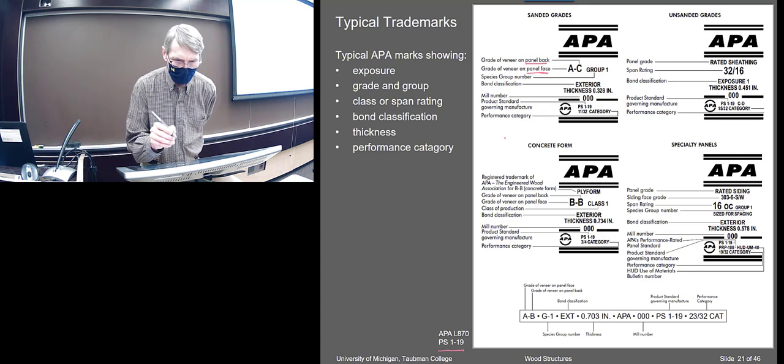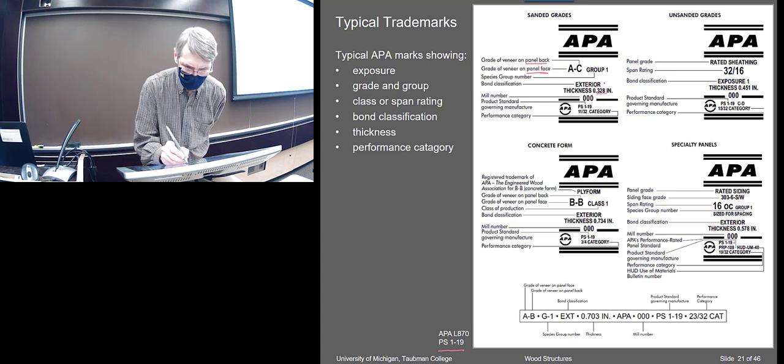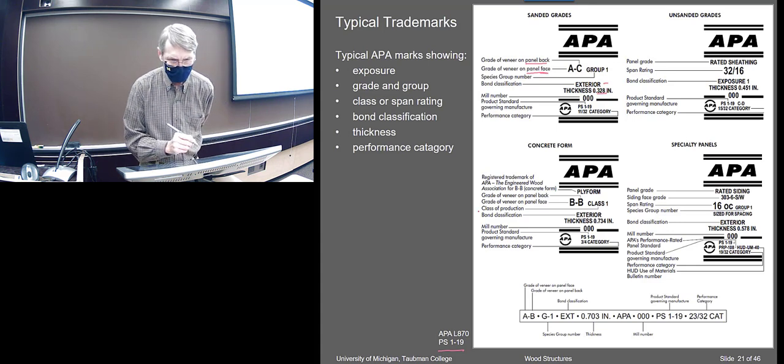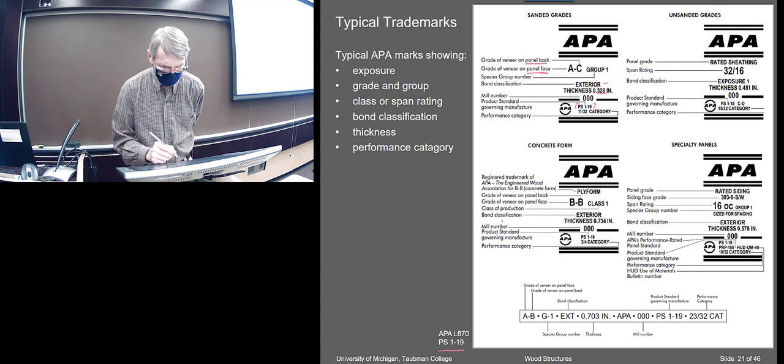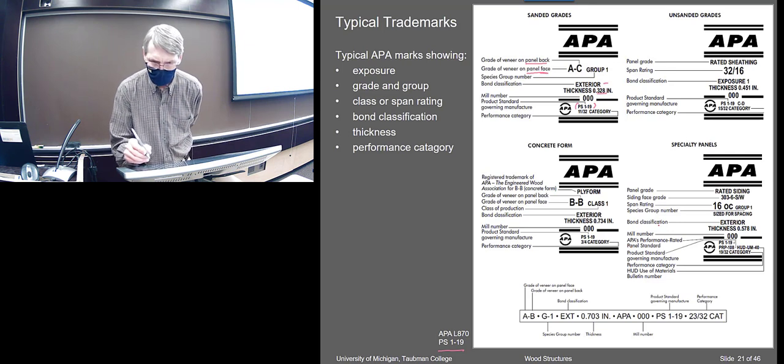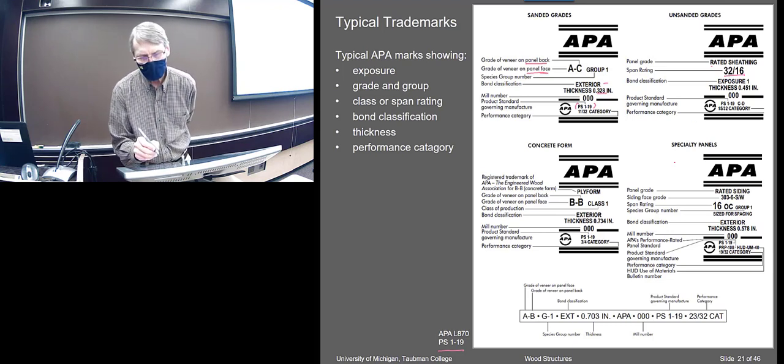Then it's also rated. Okay, it's got the thickness on it. Here's the glue classification. This is exterior, graded by the 119. And then there are other things they can have on them. Here's rated sheathing, siding. Oh, here we go. This is giving the span ratings.